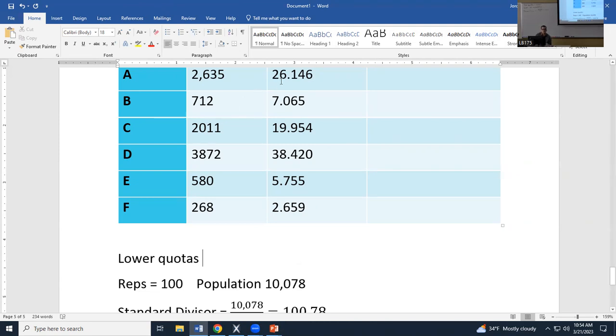So if you look at the lower quotas here, just lop off the decimals. We got 26, 7, 19, 38, 5, and 2. The lower quotas, therefore, add up to 97. So we need to add 3 more.